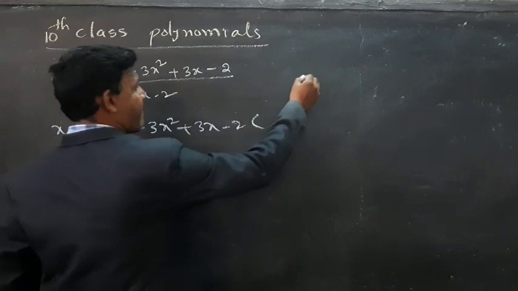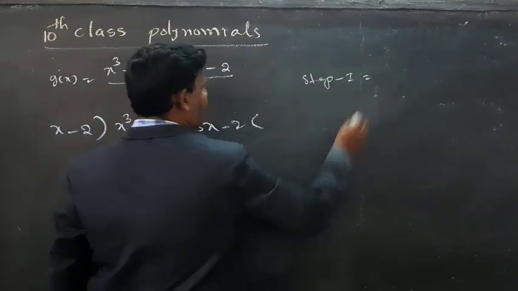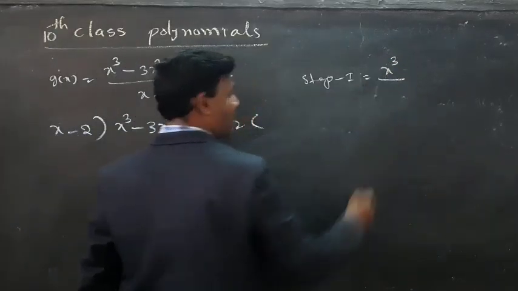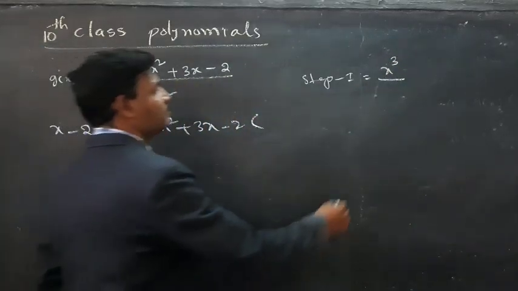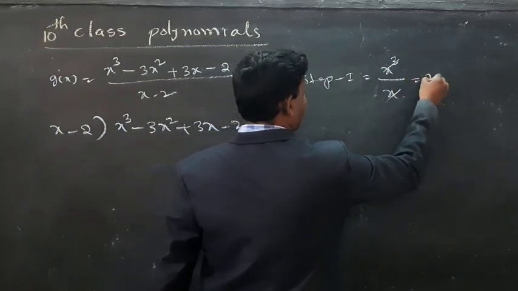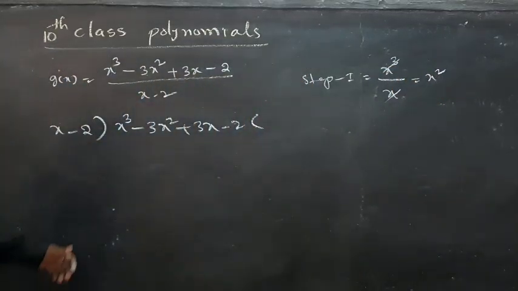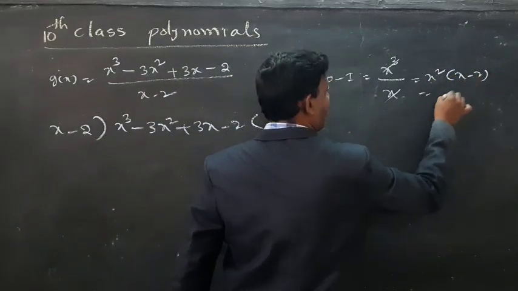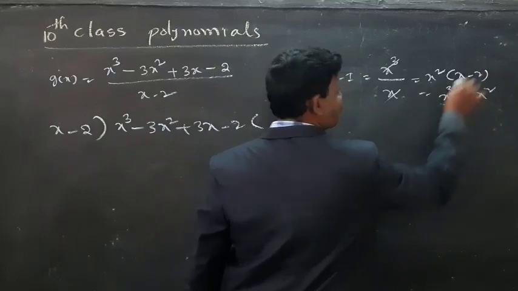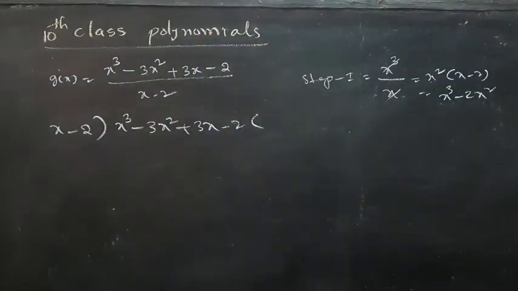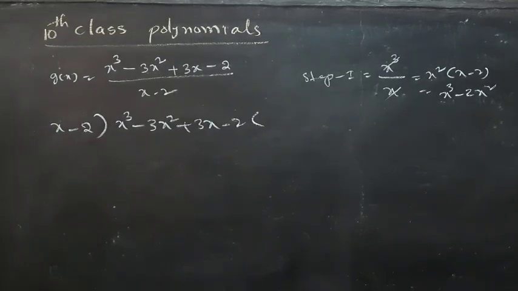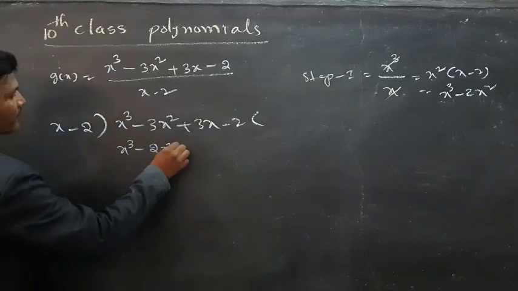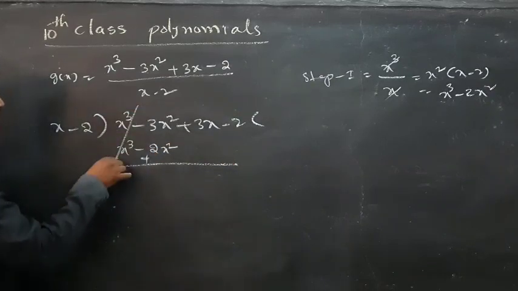So step 1. In step 1, what is the first term of this one? x cube, by the first term of this one, x. So x cancelled, remaining x square. Beside that x square, you have to write x minus 2. x square into x minus 2 is x cube minus 2x square. Here x cube minus 2x square, minus plus, both are cancelled.